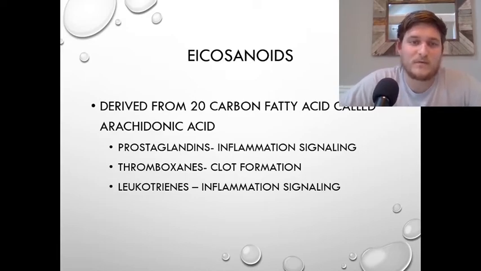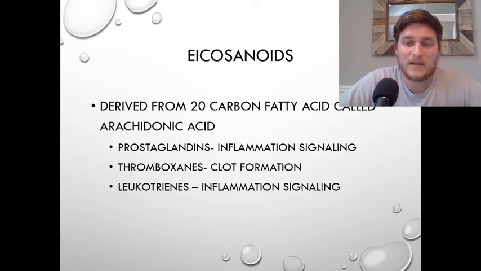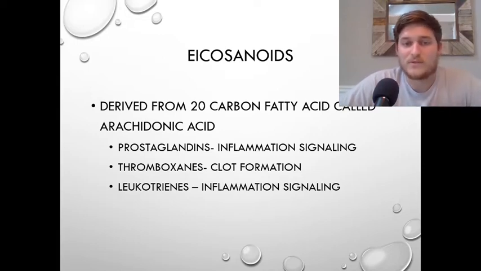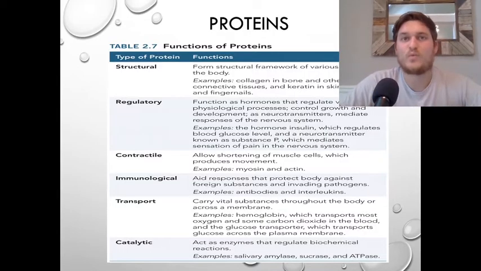So these include prostaglandins, which are important for the inflammation and signaling when there is damage in our bodies, thromboxanes, which are important for clot formation, and then leukotrienes, which also play a role in inflammation signaling as well. So we've talked about carbohydrates, we've talked about lipids, now we'll talk about proteins.